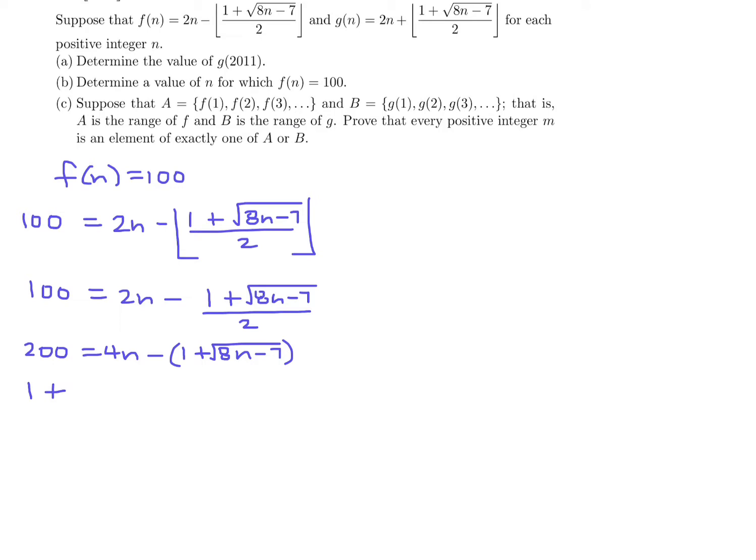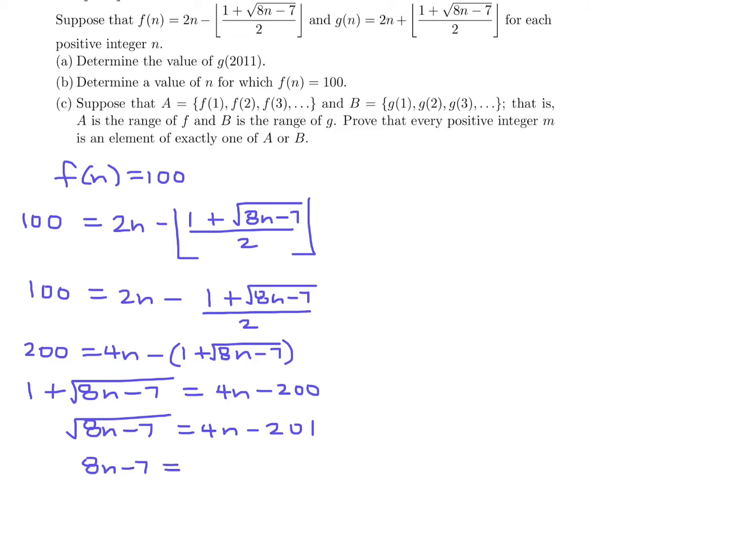And bring that over to the other side. You get 1 plus the square root of 8n minus 7. And then bring that over: 4n minus 200. And if you just isolate for the radical, you'll get 4n, and you're subtracting 1 from each side, so it's minus 201. And now we can square both sides, and you get 8n minus 7. And that squared, if you expand it out, it'll be 16n squared minus 2 times 4 times 201, and then plus 201 squared.